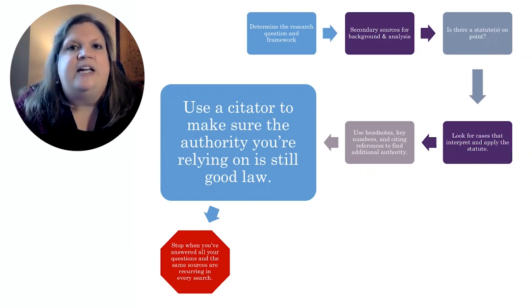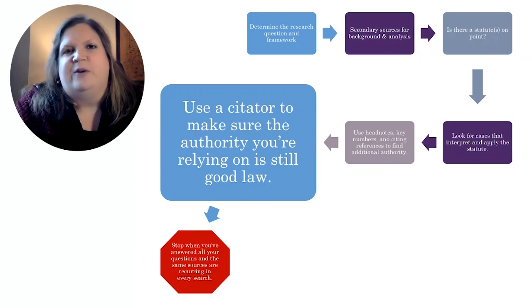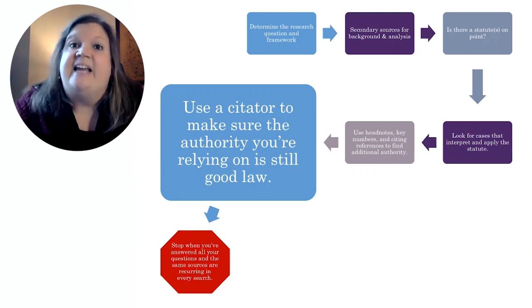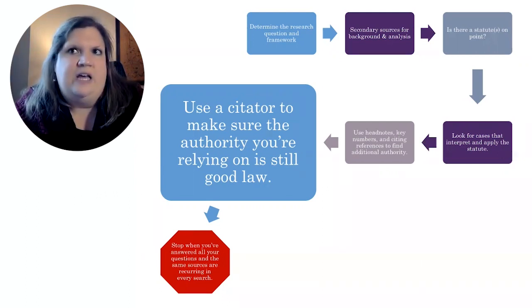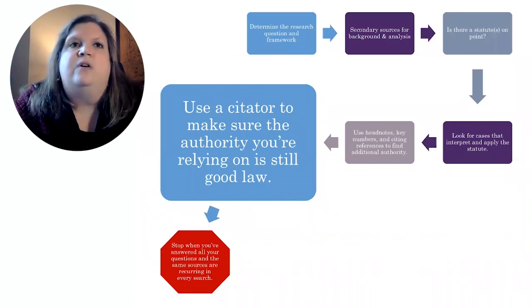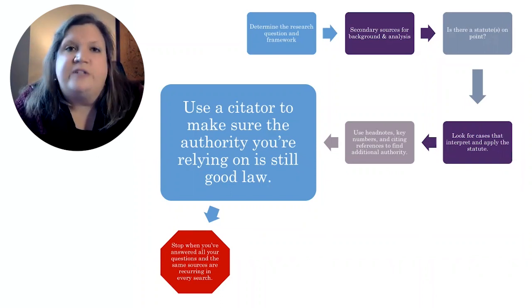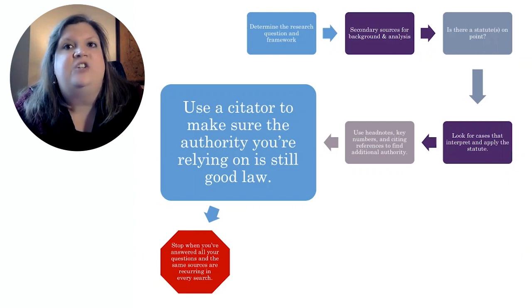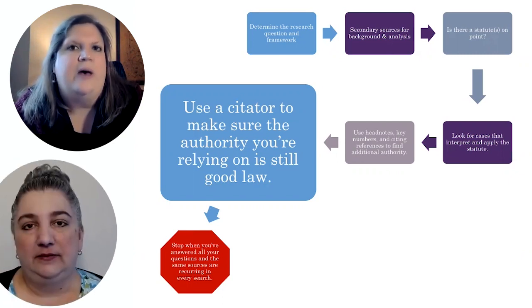A citator indicates the treatment of your source. And in particular here, again, what we're looking for is, most importantly, is there any negative treatment for the authority you want to rely on, such as if a court overruled an earlier case or found a statute unconstitutional. For statutes, citators will also flag pending changes to the legislation with a yellow cautionary symbol as well.